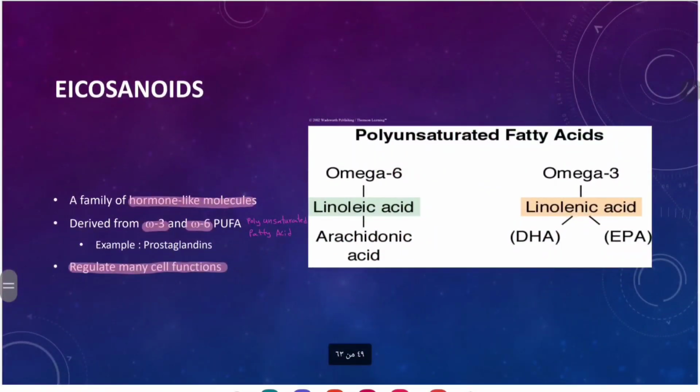The eicosanoids، eicosanoids هي عبارة عن omega 6 و omega 3. It's a family of hormone-like molecules مركبات تشبه الهرمونات في وظيفتها derived from omega 3 and omega 6 polyunsaturated fatty acids. وعندنا example على ال omega 3 و omega 6. It regulates many cell functions.